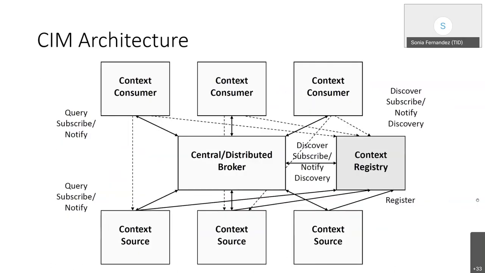So as you can see here, this is the proposal that is in the standard for a distributed architecture. As you can see, all the interactions between the consumers and the source are done through a broker, who requests the context information of the data sources to the context registry. And the context sources were previously registered in the context registry.